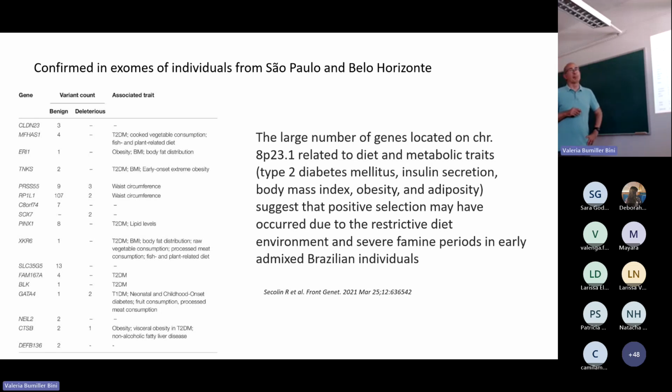And this suggests that positive selection may have occurred due to the restrictive diet environment and severe famine periods in early admixtures in individuals. And of course, once you are adapted to not eating that often, and then you eat too much, then you get type 2 diabetes, effects on insulin secretion, and so on and so forth.